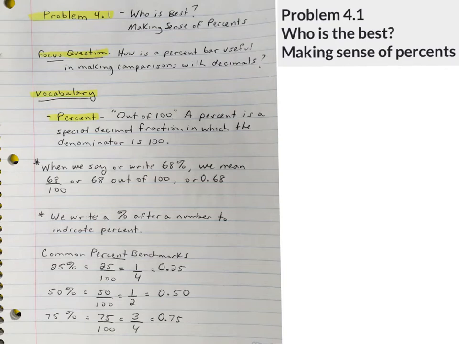This video is an introductory for problem 4.1. The name of this problem is "Who is the best at making free throws?" is really what it's going to be about, and then it's making sense of percents. So I do have some notes here that would be beneficial for you to take down.